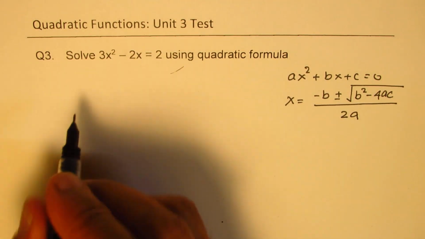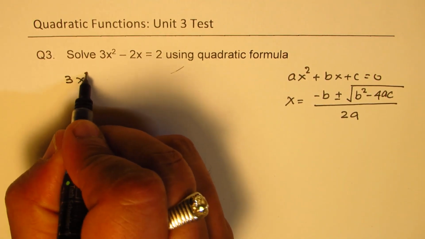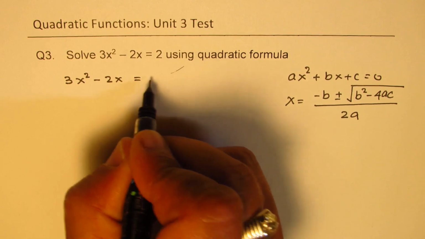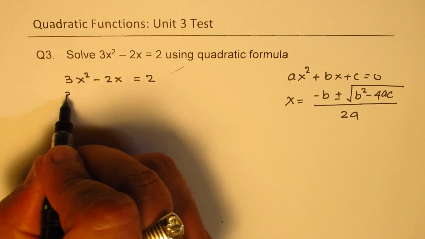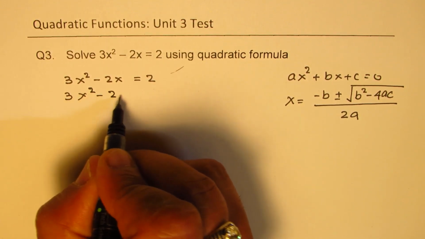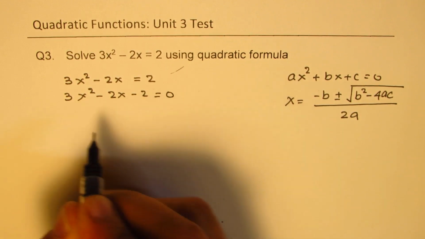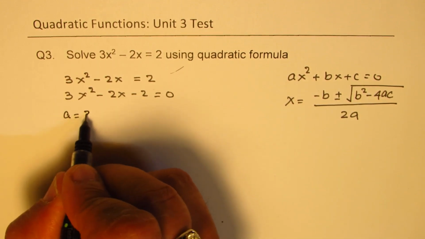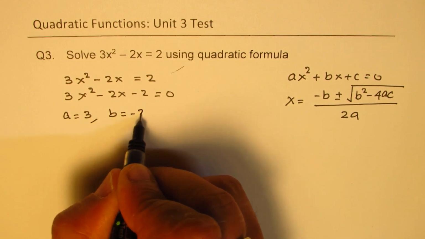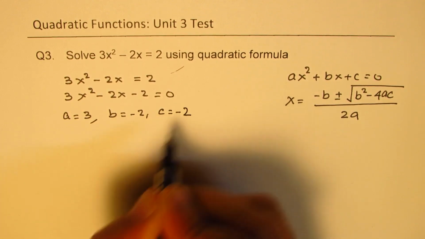So let's rearrange this equation. We have 3x squared minus 2x equals 2. Bring 2 to the left side. So we get 3x squared minus 2x minus 2 equals 0. Now in this equation, a equals 3, b equals minus 2, and c equals minus 2.